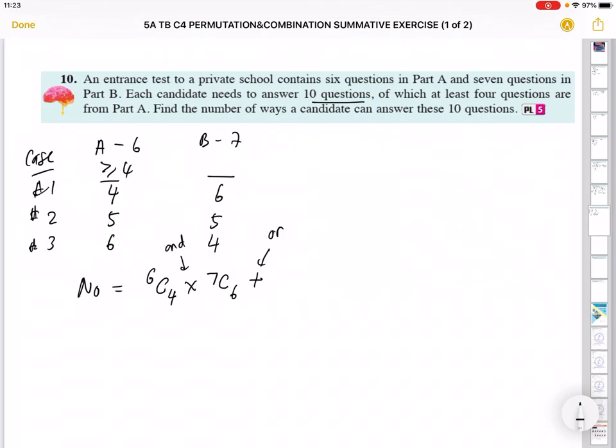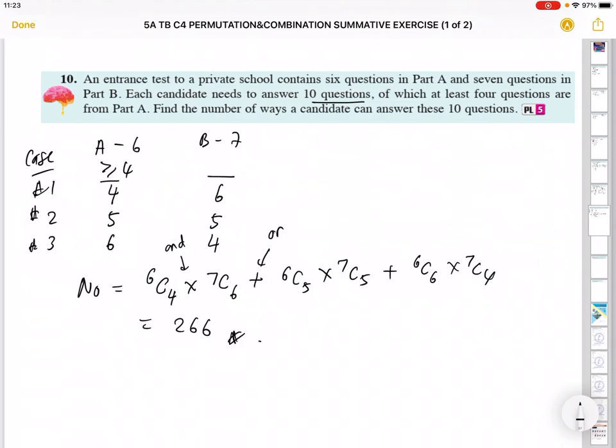I answer 4 questions from A, 6 questions from B, or 6 choose 5 from A, and 7 choose 5 from B, or 6 choose all 6 from A, 7 choose 4 from B, and use your calculator, add them up, answer is 266.